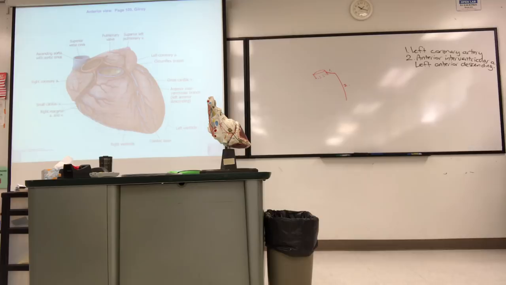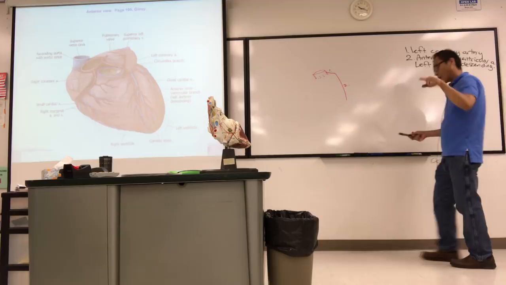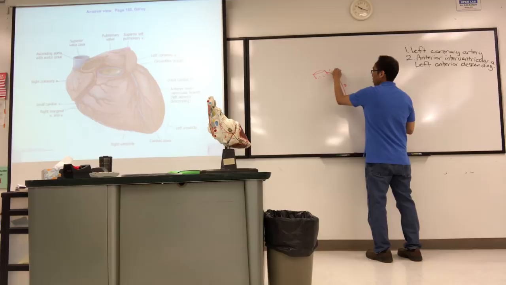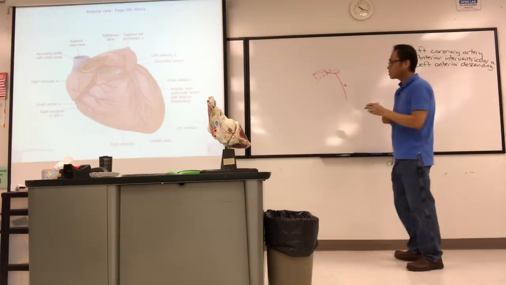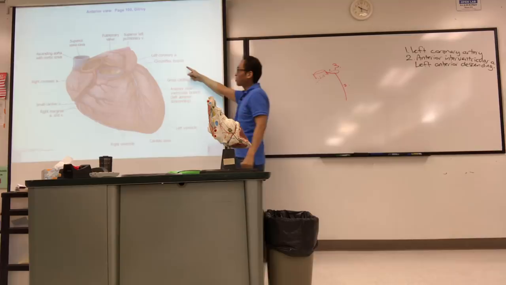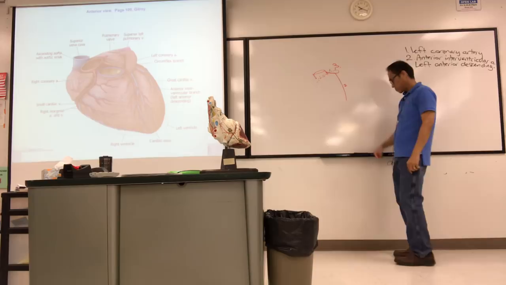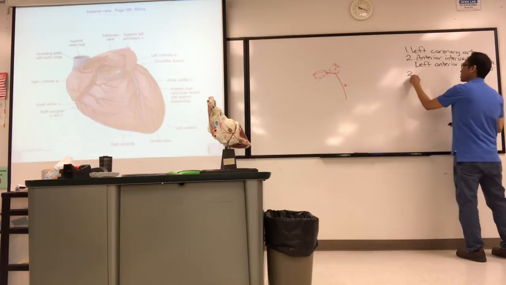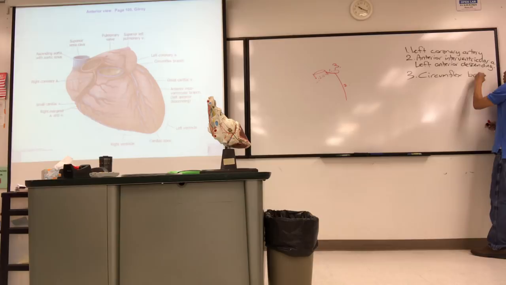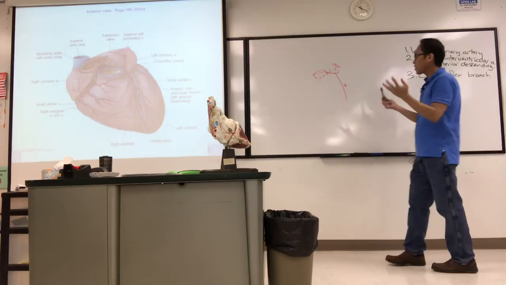Now, the other branch coming off, wrapping around in the coronary sulcus, goes posterior. Now that is going to be the circumflex branch. Remember, you can call arteries branches. I'll just put that, since that's what they call it here. So we'll call that circumflex branch. You can call it the circumflex artery. You won't miss it. It's an artery. And those are the two branches on the left side.